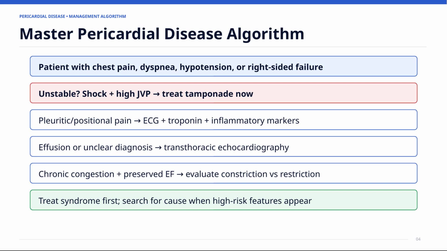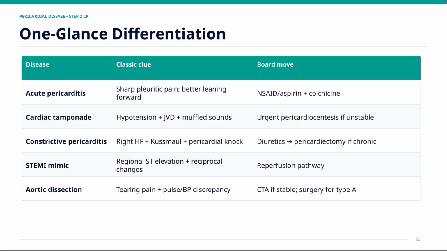If it's pleuritic or positional pain instead, get an ECG, troponin, and inflammatory markers. Effusion or an unclear picture? Echo. Chronic congestion with a preserved ejection fraction? Now you're teasing apart constriction versus restriction. And the golden rule underneath all of it: treat the syndrome first, go hunting for the cause once the high-risk features show up. Quick reference time: acute pericarditis, sharp pleuritic pain, better leaning forward, treat with NSAID or aspirin plus colchicine.